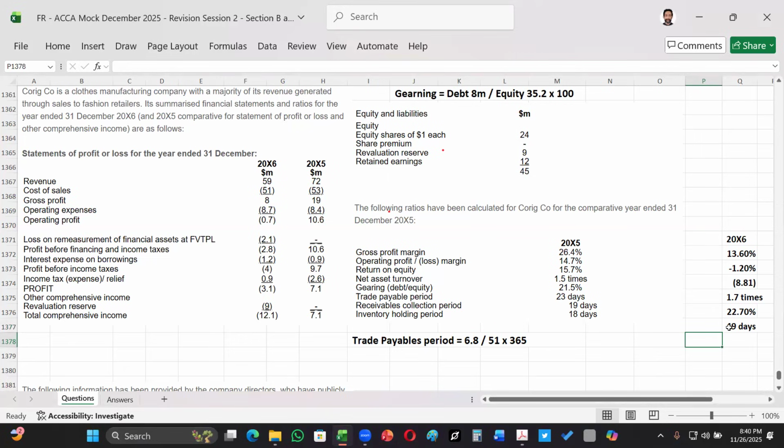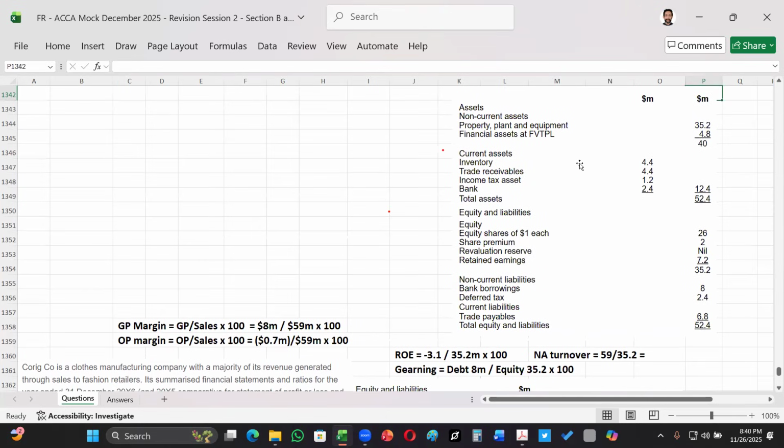This is getting out of hand, because going from 23 days in the previous year to 49 days is a huge jump, and this could make the suppliers uncertain, and they might panic and stop selling us the raw materials. That could be a serious problem. Fine. So let's see. The next thing that we have is the receivables collection period. For the receivables, we need to have the receivables figure. The receivables are 4.4. We're going to divide them by sales.